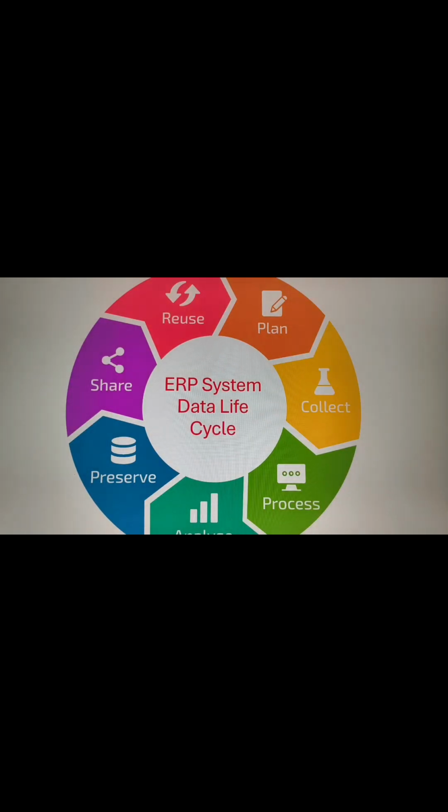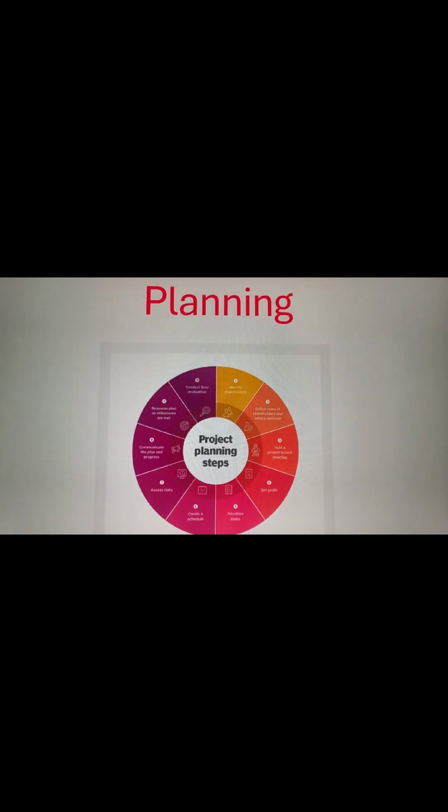ERP stands for Enterprise Resource Planning, and it involves more complex and ongoing use of data, with metadata playing a crucial role at each stage. In an ERP system data lifecycle, the first stage is plan. This involves strategizing and preparing for data management, setting objectives, and defining the necessary data architecture and policies. Metadata at this stage includes project plans, data requirements, and governance policies.